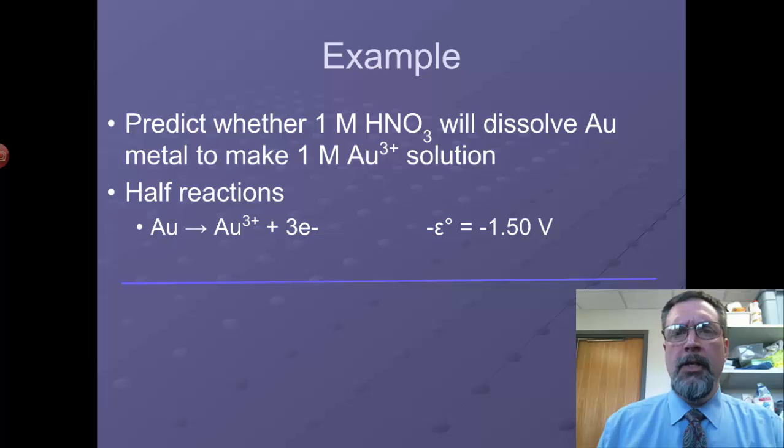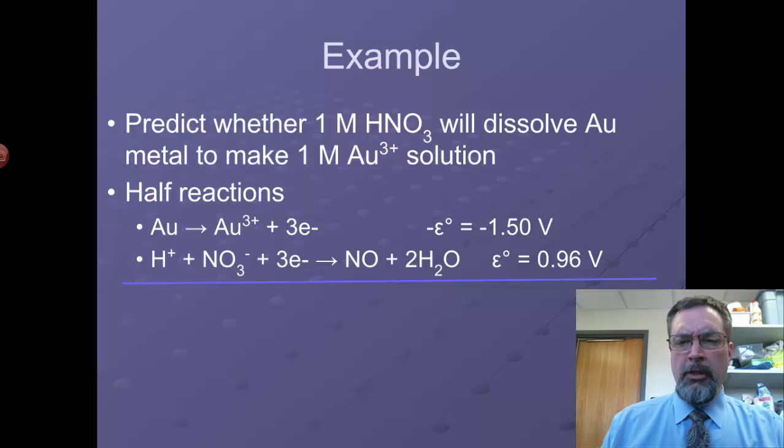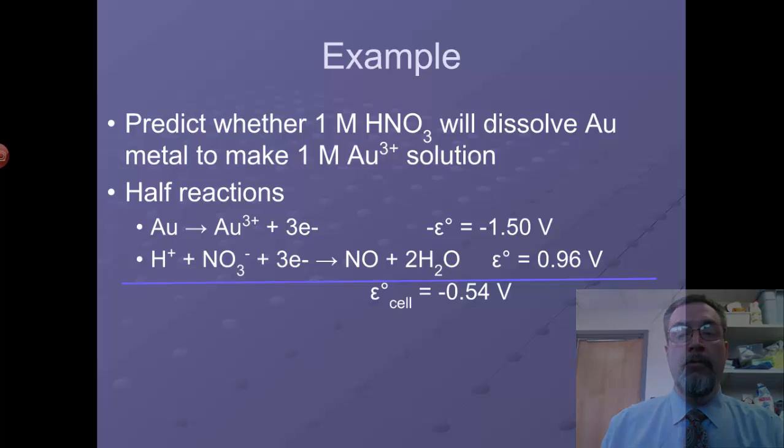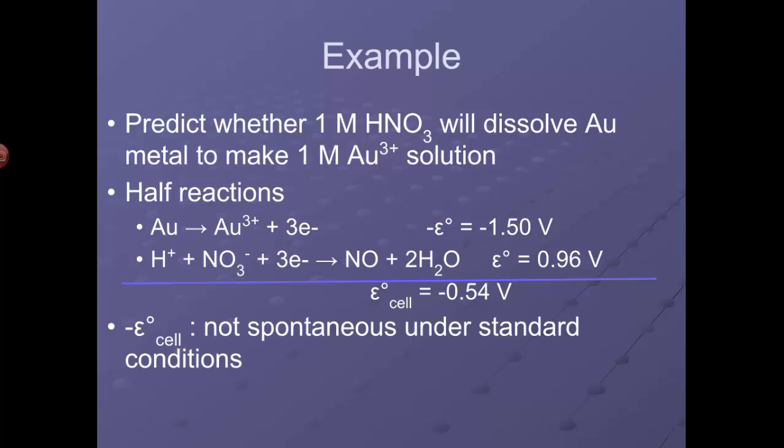And since it's an oxidation, that means I must have flipped it. And so I changed the sign of delta E, negative 1.50 volts. The nitric acid reduction has a potential of 0.96 volts, which means our E cell is negative 0.54 volts. Now, right away, I can tell you that if E cell is negative, this is not going to spontaneously happen, right? It's non-spontaneous.